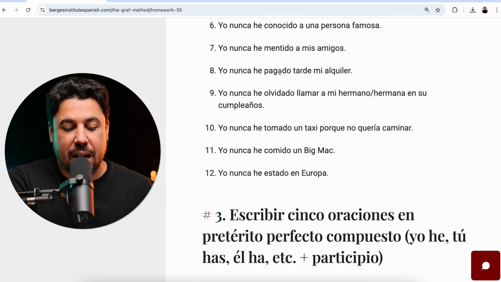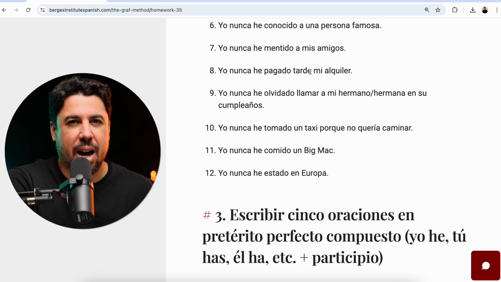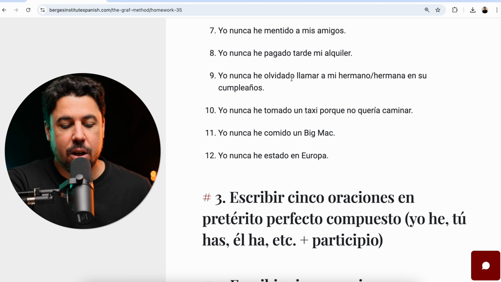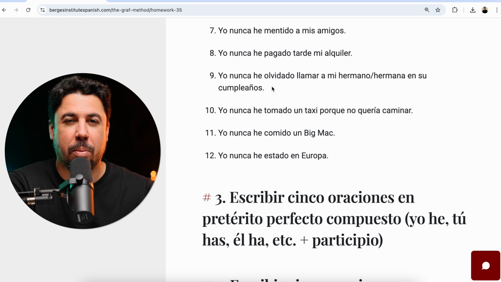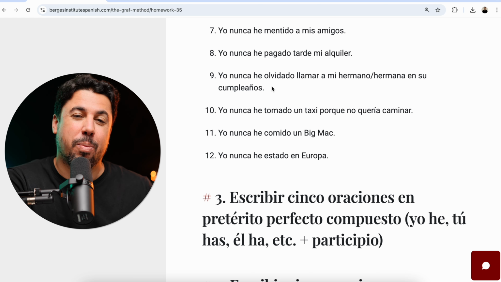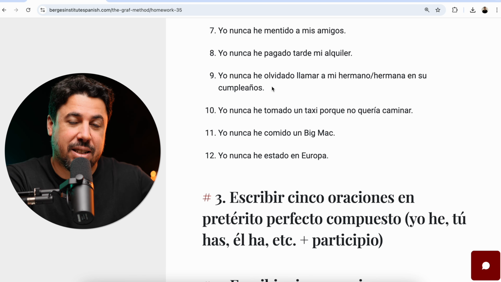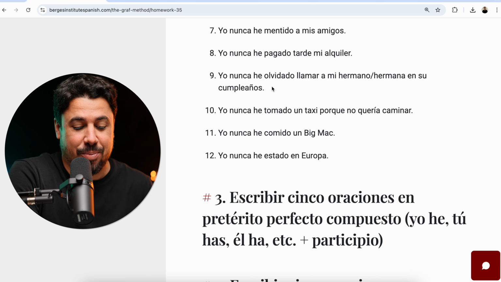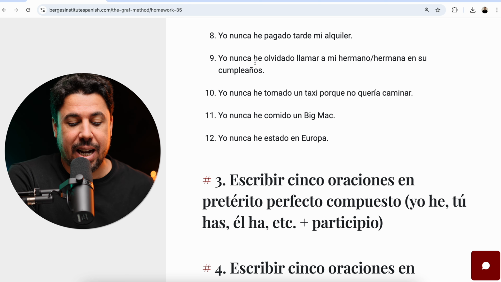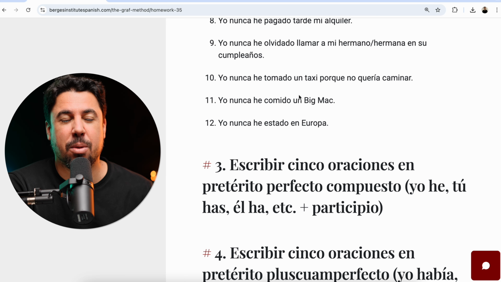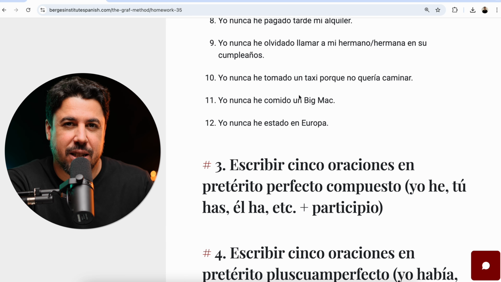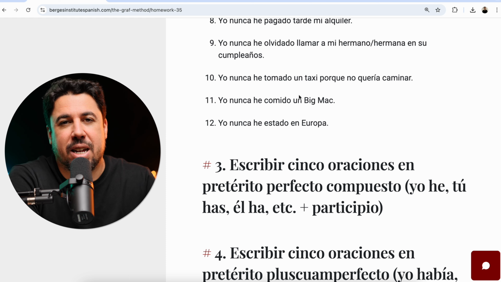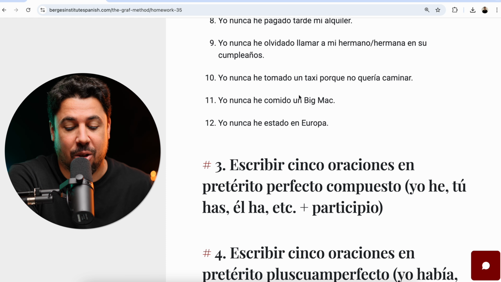Yo nunca he pagado tarde mi alquiler. Sí, yo creo que yo nunca he pagado tarde mi alquiler. Yo nunca he olvidado llamar a mi hermano o hermana en su cumpleaños. Sí, yo he olvidado llamar a mi hermana, pero la llamé al día siguiente, un día tarde. Yo nunca he tomado un taxi porque no quería caminar. Sí, yo he tomado taxis y Ubers porque no quería caminar, porque estaba muy cansado.